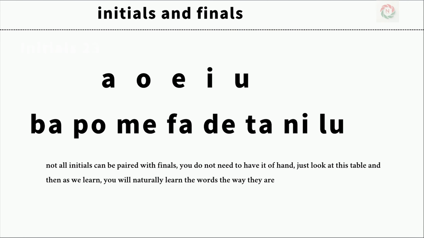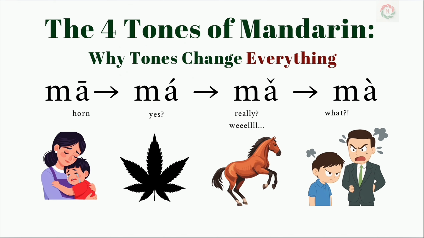Nice, nice, nice. Excellent. So let's go on to the four tones of Mandarin. Chinese is a tonal language and you cannot do without a tone. So you need to know that the tone is not optional. It is compulsory. In fact, it is the foundation. It is the core of Chinese language. It is the center of everything.